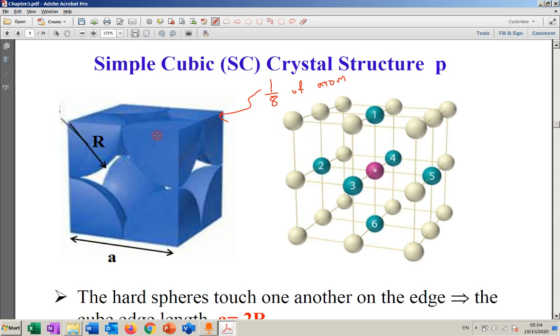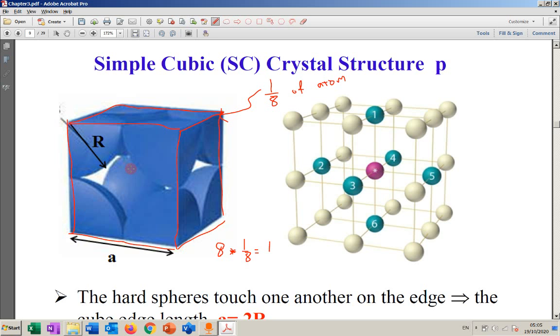How many corners do we have here? We have 8 corners. So if you collect all of these corners together, you will have one atom, because 8 times 1/8 gives one atom. So how do we represent this? We will not say that we have 8 corners, each corner is 1/8 atom. We will say that the number of atoms inside, meaning within the cube, is equal to 1. One atom.